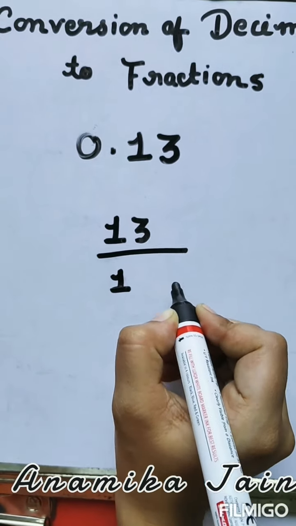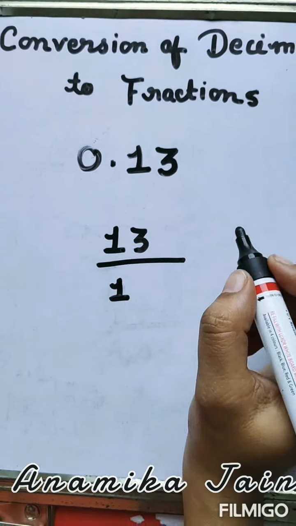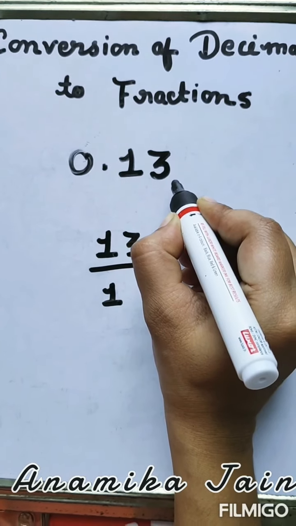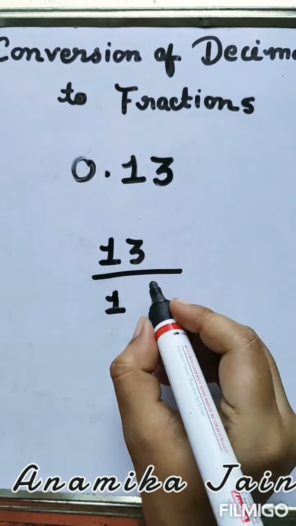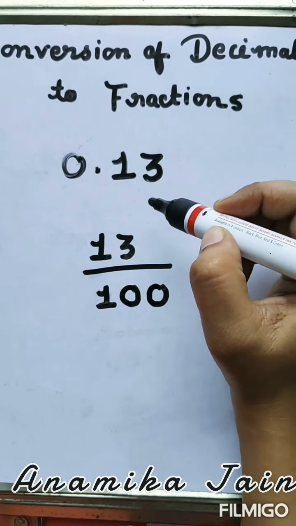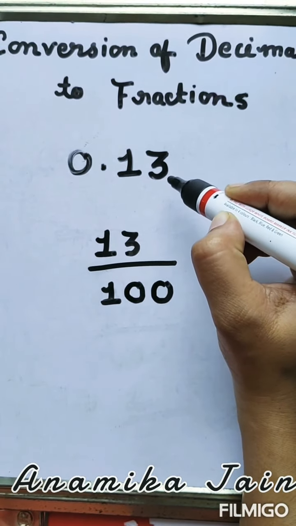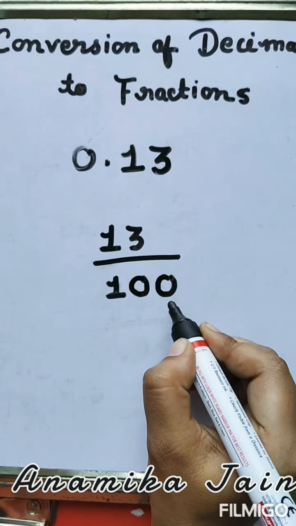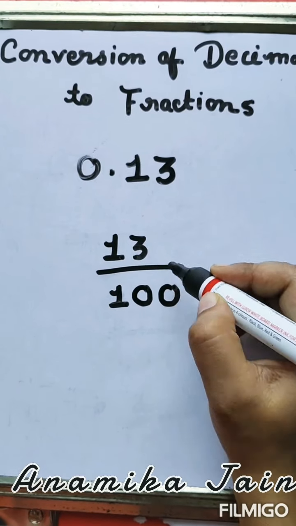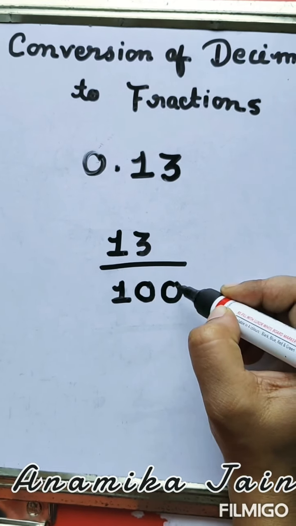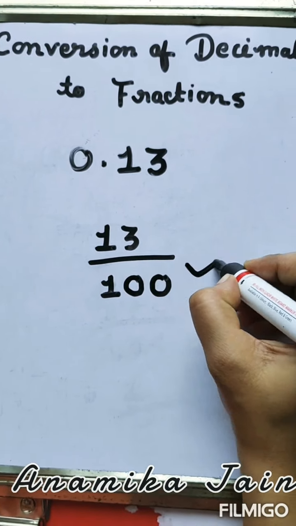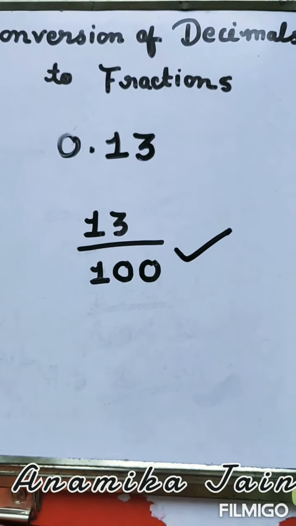Now how many zeros I have to put here? Means the number of places, there are 2 places after the decimal point. So I will be putting 2 zeros. You just count the number of places after the decimal point and the same number of zeros you have to put after 1. Now there is no common factor between 13 and 100. So it is in its simplest form and now it is converted as fractions.